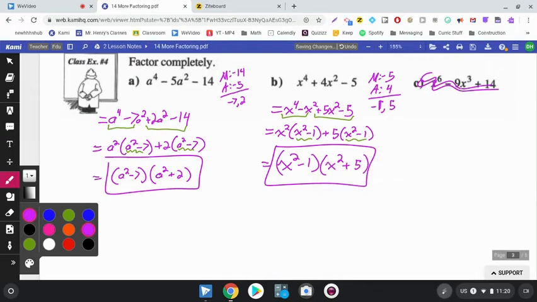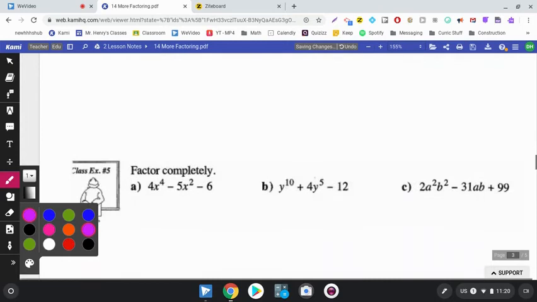This one says factor completely. It's not actually done, but I'm going to come back to it when we look at something a little differently at the end of this lesson. We'll come back to this question and specifically this part. So just keep in mind that we're going to flip back. Okay, let's go on again.